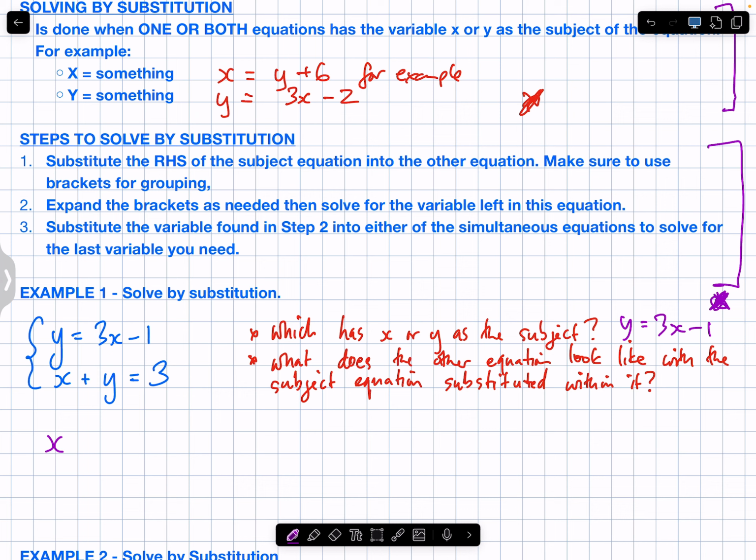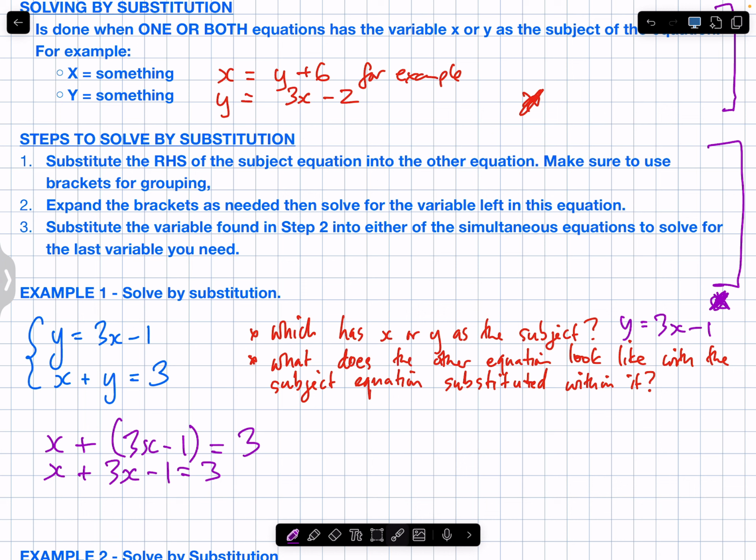It's going to look like x plus, what does the first equation tell you that y equals? 3x minus 1. See, I put brackets around it just to be safe. Equals 3. What did I just do there? I rewrote x plus y is equal to 3 with that first equation inserted into it. Is there anything that I can do in these brackets? I don't know what x is. Is there a number outside those brackets? No. So those brackets are not to do anything. I can ignore them now.